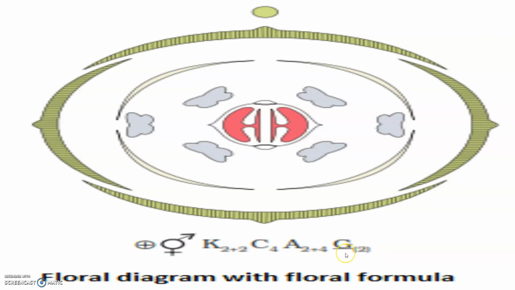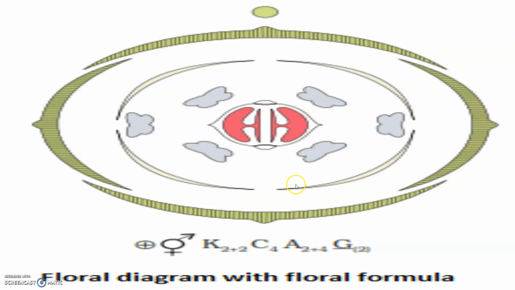If there is a hyphen below, then it is the superior ovary, and if there is a hyphen above, then it is called the inferior ovary. So for male we use this sign, and for female we use this sign, and for bisexual we use this sign. And this sign is used for actinomorphic, and there is another sign which is used for zygomorphic flowers. Fusion is indicated by enclosing the figure within brackets, and adhesion by a line drawn above the symbol of the floral parts.